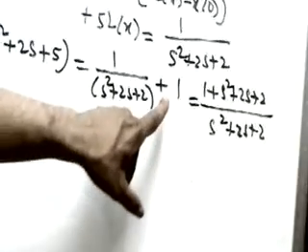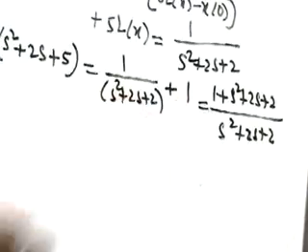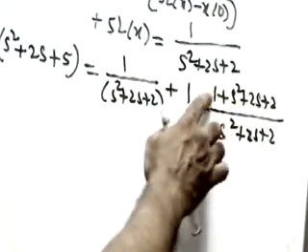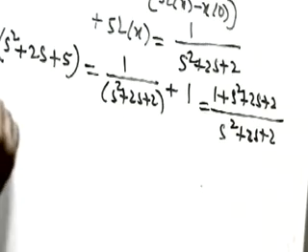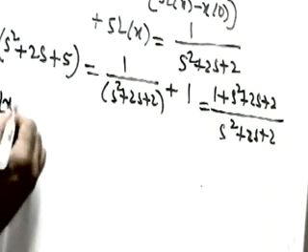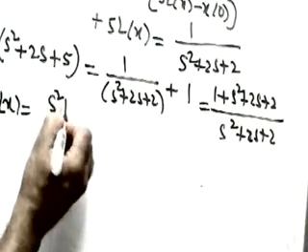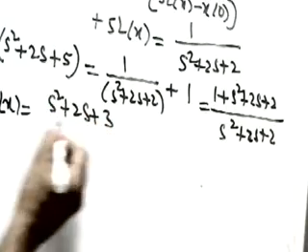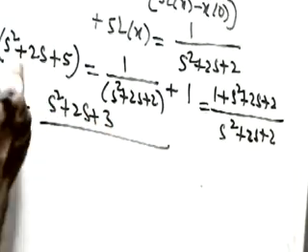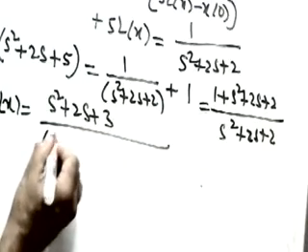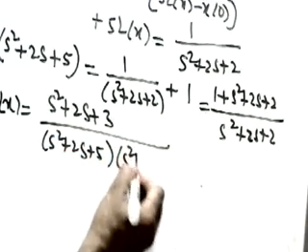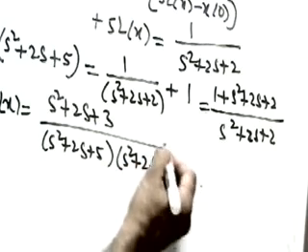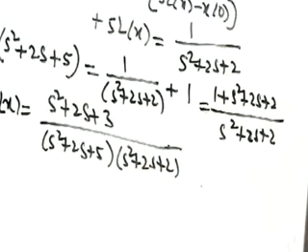Let me take LCM here. If you take LCM, this will be multiplied with 1. So 1 into s square plus 2s. So this will be s square plus 2s plus 2 plus 1, that is 3. Now if you bring this, it will be in the denominator. I will write this one. Therefore, Laplace of x equals s square plus 2s plus 2 plus 1, that is 3, divided by, this will come here, so we get two terms: s square plus 2s plus 5 into s square plus 2s plus 2.